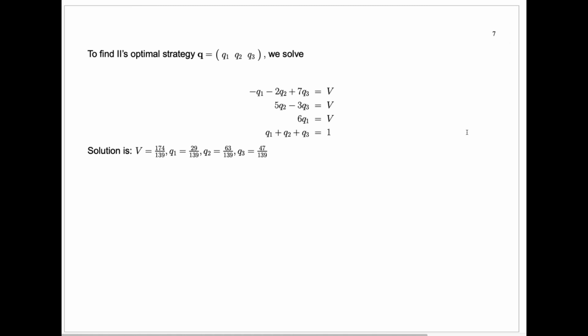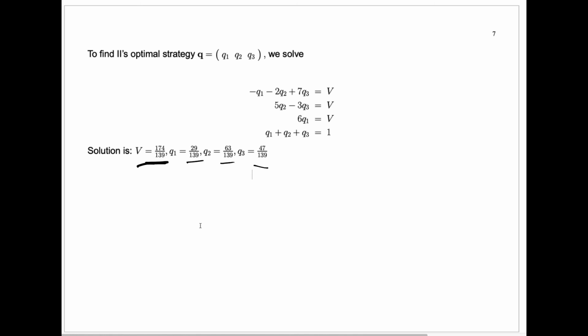Here I've set up the equations that give the expected return if player 1 picks row 1. We set that equal to V. Player 1 picks row 2, row 3, each is set to V. And we add the equation Q1 plus Q2 plus Q3 equals 1, since this has to be a probability vector. We get another 4x4 system, 4 equations and 4 unknowns. Again, I had my computer algebra program solve that, and we get exactly the same value, which is good, as well as the values Q1, Q2, and Q3. Notice they're all positive for player 2.